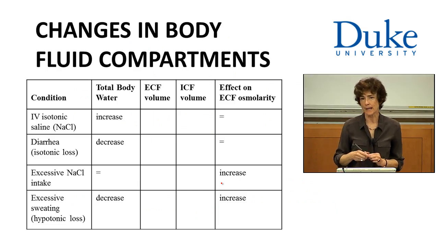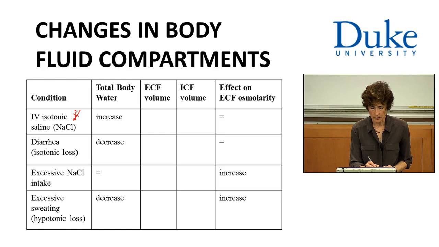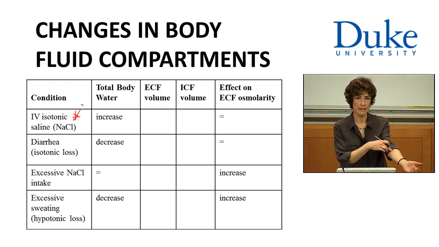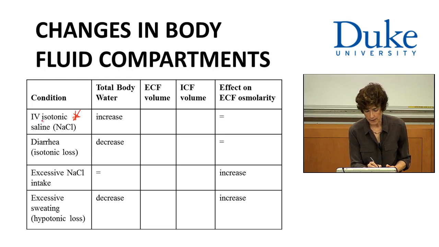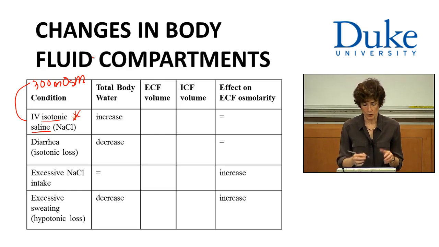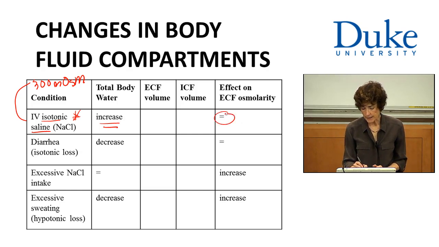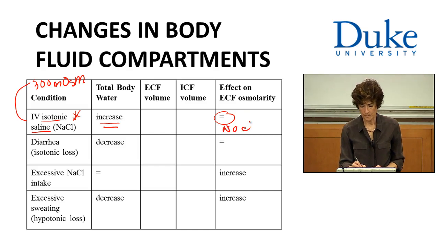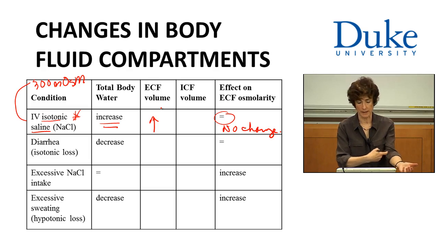So let's go through this table so that you can think about what I'm talking about. The first one is that we are going to give an IV, that is by a needle, directly into a vein of an individual. And we're going to give them isotonic saline. So this is going to be a 300 milliosmolar solution. So the total body water, of course, will increase. And the effect on the ECF osmolarity is that there's no change. But the ECF volume is going to increase because we're actually putting some solution into the body.